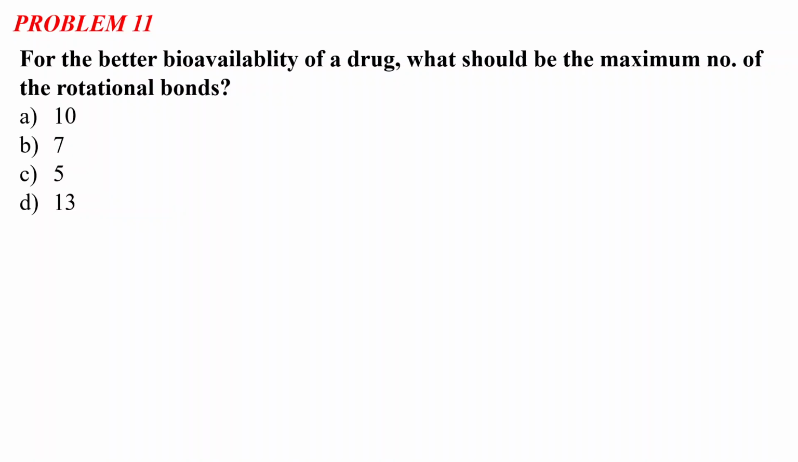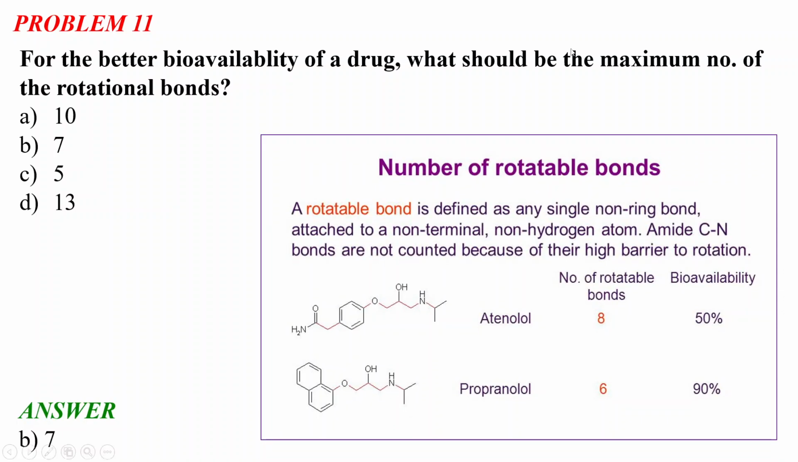This number of rotational bonds can also be considered part of Lipinski's rule, which predicts bioavailability. There is a certain number for rotational bonds which cannot be exceeded, otherwise the bioavailability of the drug will be poor. So let us see the answer first. The correct answer is B. So the maximum number of rotational bonds should be 7.